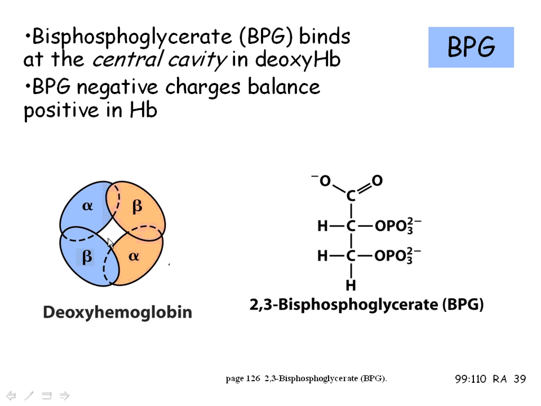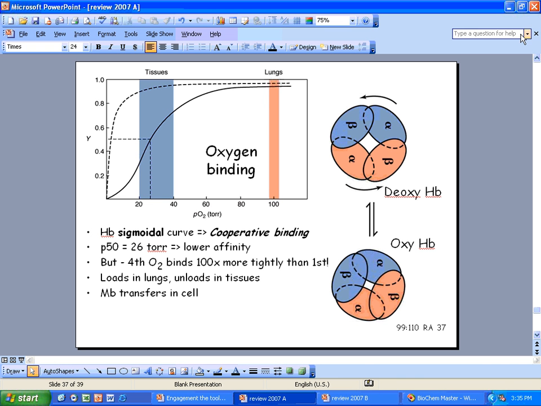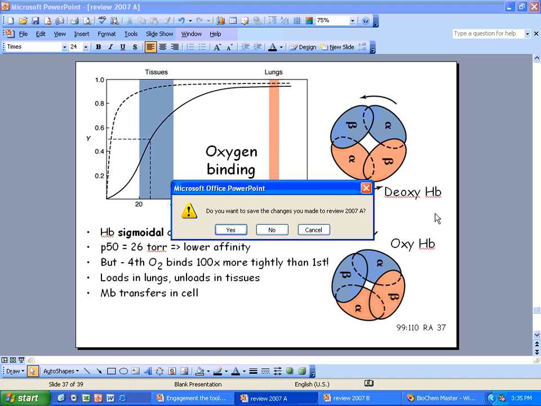But that's where the BPG can bind in this cavity that's created by the fact that four subunits are packing together. The BPG pocket only exists in the quaternary structure of hemoglobin. Okay, so let's close that one off then and go to review B.